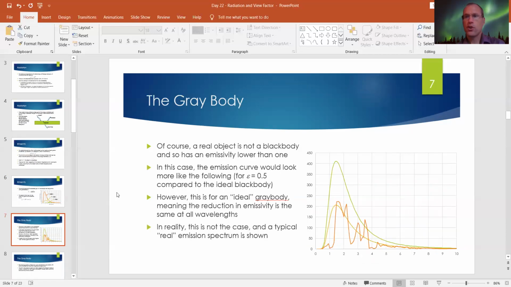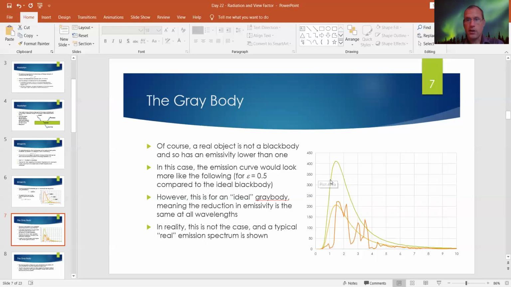Now the ones we saw before are kind of the ideal case. Again, I'm assuming that the emissive power doesn't change with wavelength, in the sense that it's just some constant number.